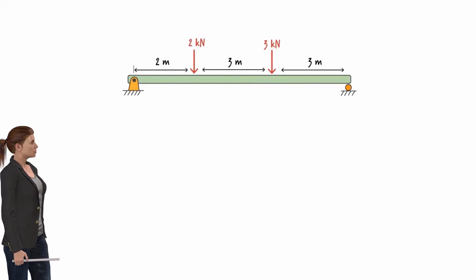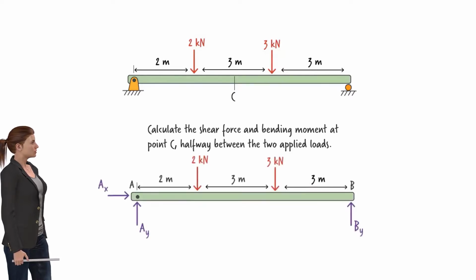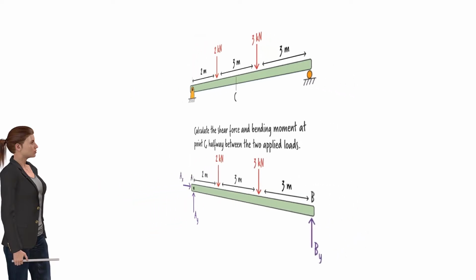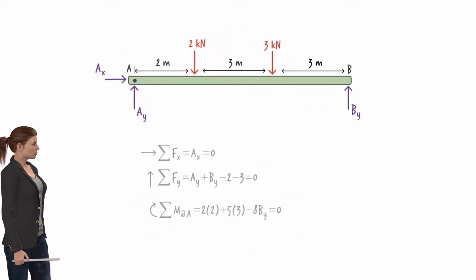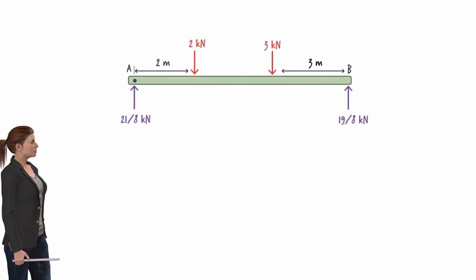Consider a statically determinate beam subjected to two concentrated loads, like this. Let's calculate the shear and moment forces at C. We always start by determining the beam's support reactions. Here is the free body diagram of the entire beam, and here are the three equilibrium equations. Solving them for the unknown reactions, we get the following. Now let's cut the beam at C, exposing the internal shear and moment at the point.